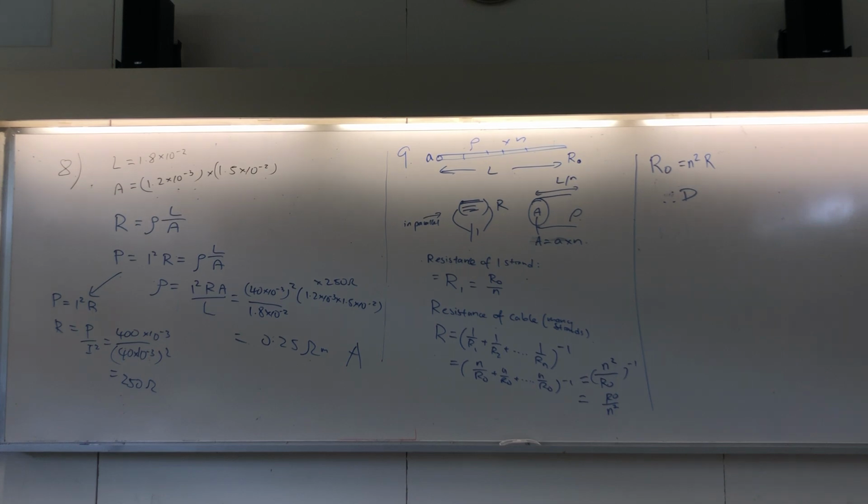Okay, for your answer, the way that I did it, basically I considered it being parallel. But it's identical to assuming that all the strands become one thicker wire with a larger area. We're going to try the other method, to see whether you can get n squared R as well.